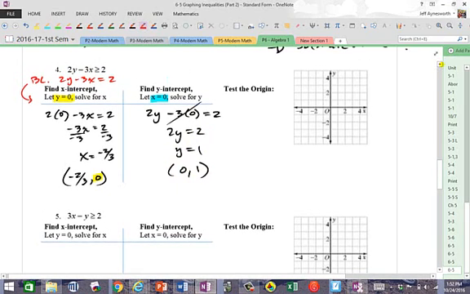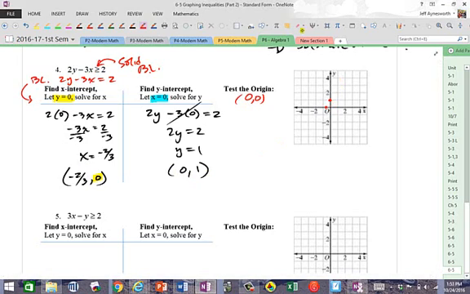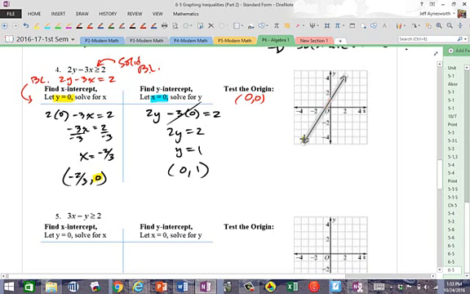Already I can tell we have a solid boundary line, by the way. That's the only thing I can tell. I can't tell where the solutions are, above or below. I have to test the origin, which I will do in a minute. Let me graph the intercepts. So 0, 1 on the y-axis, negative 2/3 comma 0 is right here on the x-axis. So graph those. Let me grab a line tool. Okay, right in there somewhere.